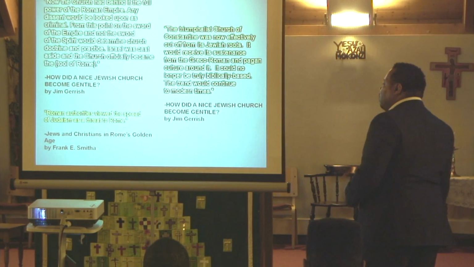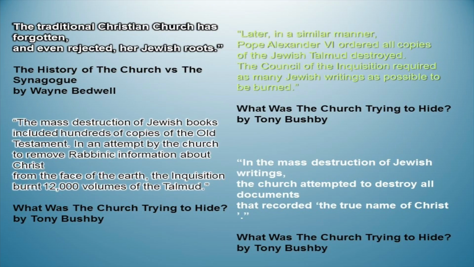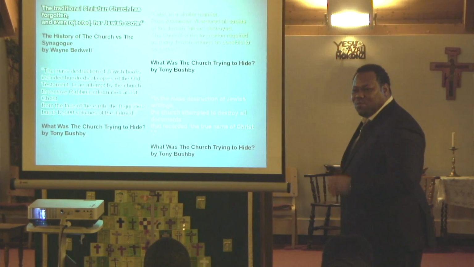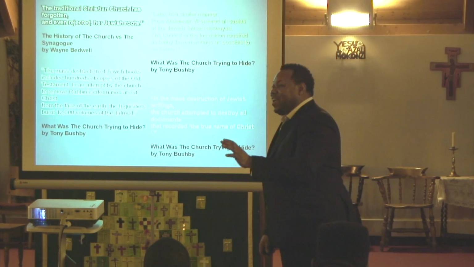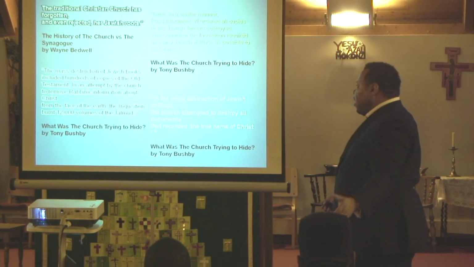Roman authorities viewed the spread of Judaism as a threat to Rome. The traditional Christian church has forgotten and even rejected her Jewish roots. Later, in a similar manner, Pope Alexander VI ordered all copies of the Jewish Talmud destroyed, and the Council of the Inquisition required as many Jewish writings as possible to be burned. Why? Because they had the name in there of Yeshua, the real name. So now, what they're trying to do is really take it to the Dark Ages, where all you know is what they're telling you, not the truth. And we're kind of still there.